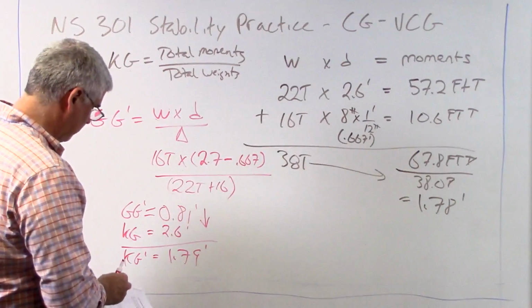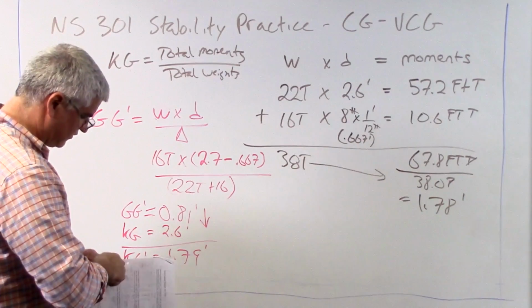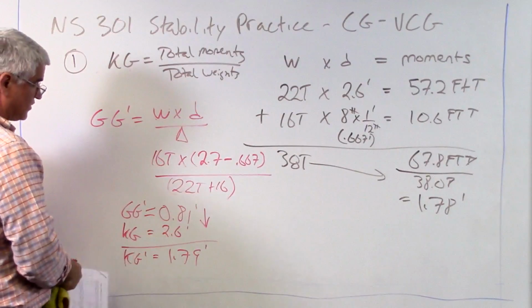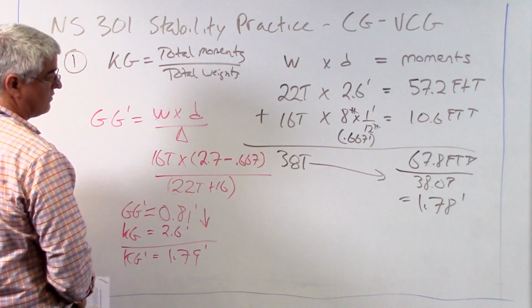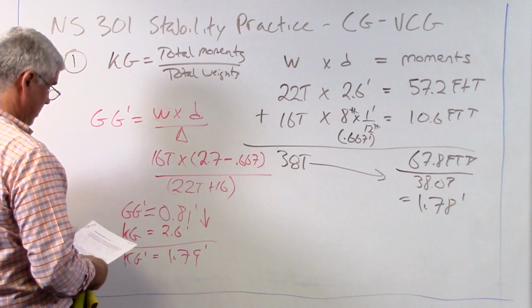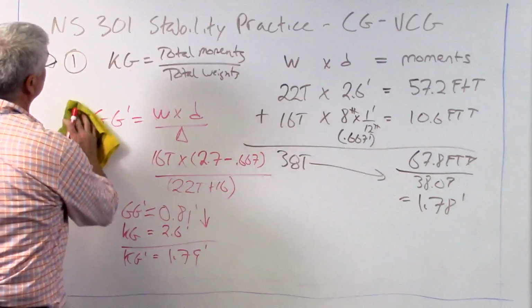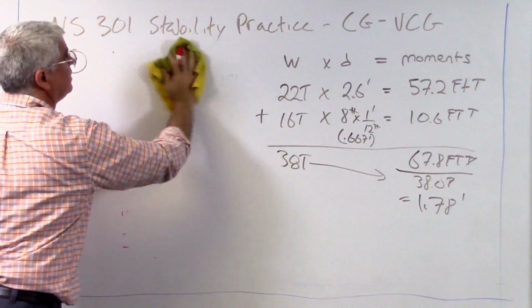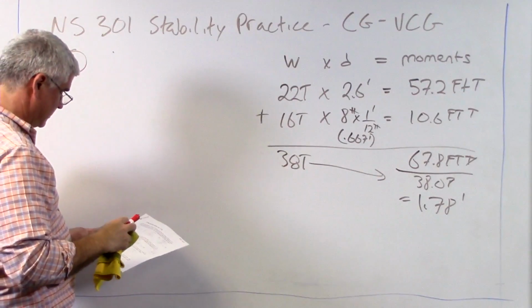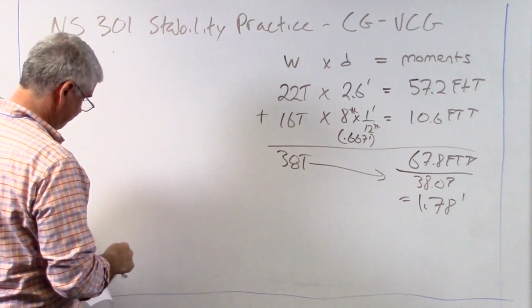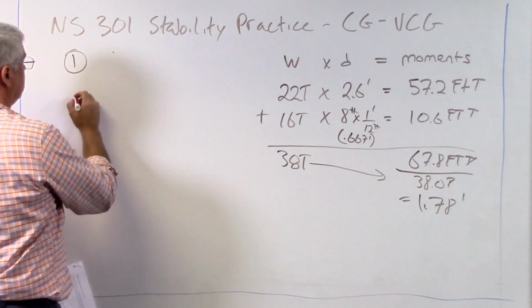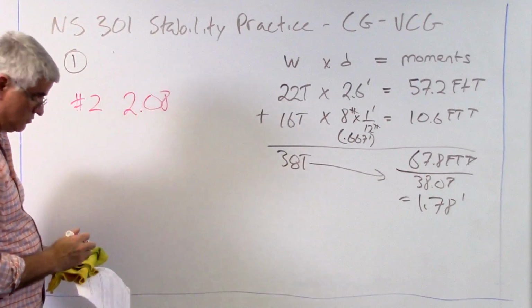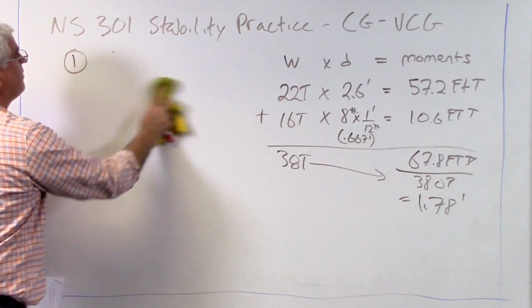Now you can do problem number 2. I'm going to give you the answer for problem number 2, and then give you something to shoot for. All right? So the answer for problem 1 is 1.79, 1.78. That's the overall center of gravity of that deck cargo. All right. Problem 2, the answer should turn out to be 2.08. Okay? And whether you do it by GG or theory of moments, 2.08 is what you're shooting for. Okay? All right. Let's do problem 3 now.